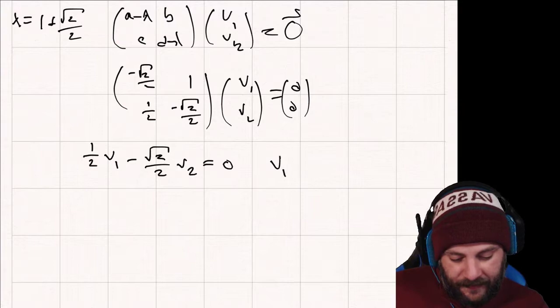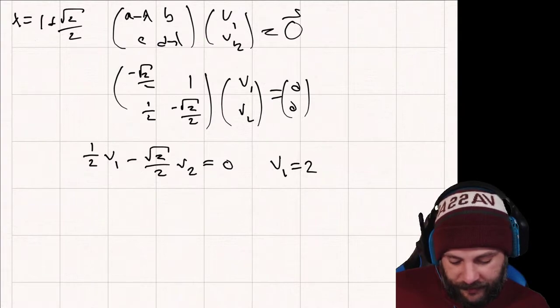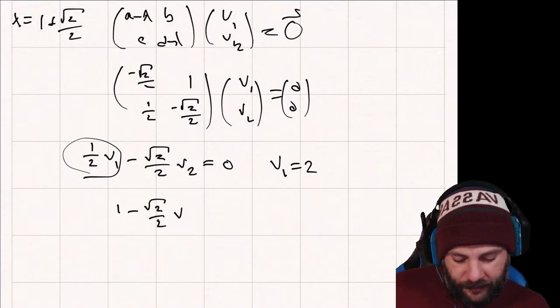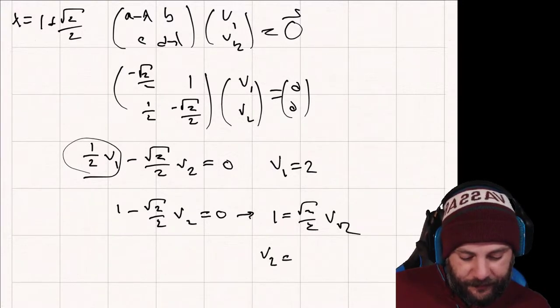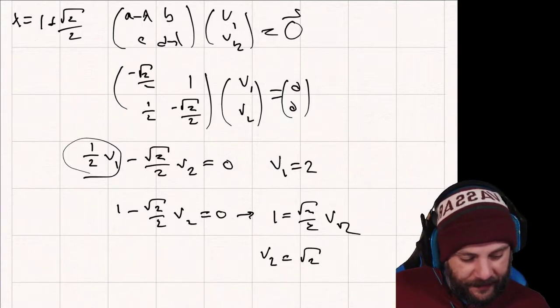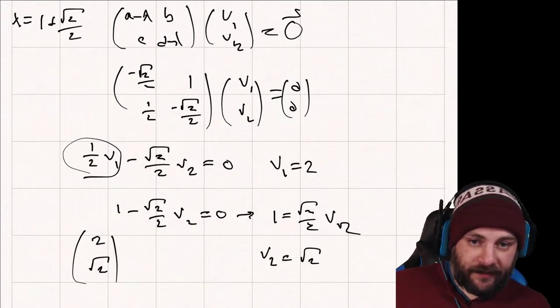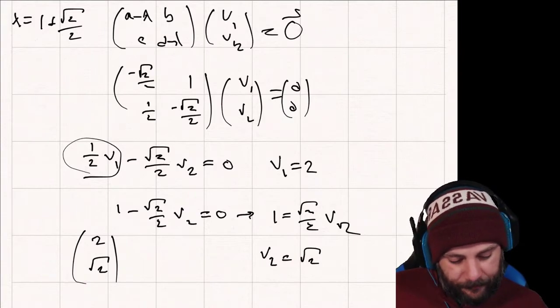Well, I'm going to let v1 equal 2. And what that's going to do is get rid of this fraction right there. So v1 equals 2. I've got 1 minus root 2 over 2 v2 equals 0. And the reason that makes this easiest is I've got 1 equals root 2 over 2 v2, which means that v2 ultimately equals root 2. And so I have the eigenvector 2, root 2. Remember, any multiple of this is also a correct answer. Okay, let's go ahead and do the second one real quick.